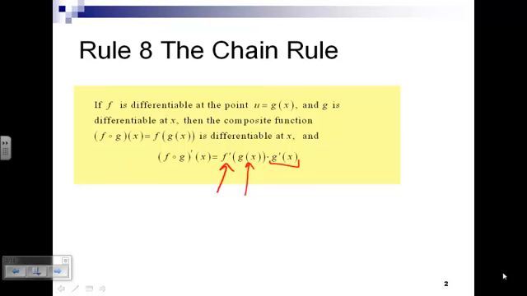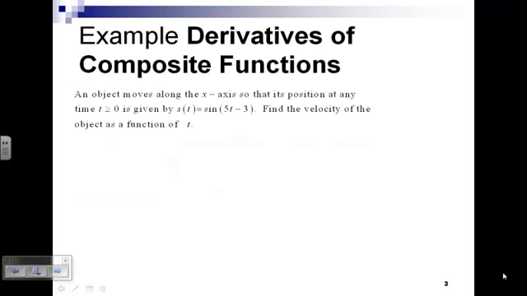Are you ready? Okay, so let's take a look at this function. The position function, s of t is equal to sine of 5t minus 3, and we want to find its velocity. Now we know what the derivative of sine is, but we only know it as the derivative of sine of x. Now we don't have sine of x or sine of t. We have something that's more complicated: sine of 5t minus 3.